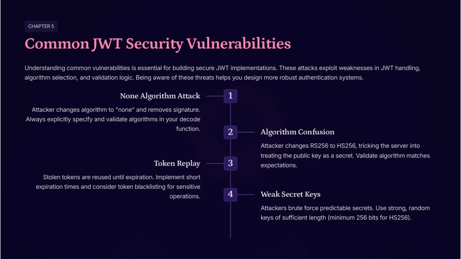Understanding common JSON Web Token vulnerabilities is crucial. The none algorithm attack allows payload modification without verification. Algorithm confusion tricks servers by changing RS-256 to HS-256. Token replay exploits stolen tokens. Use short expiration and blacklisting. Weak secret keys are brute forced. Ensure strong, random keys of at least 256 bits for HS-256.